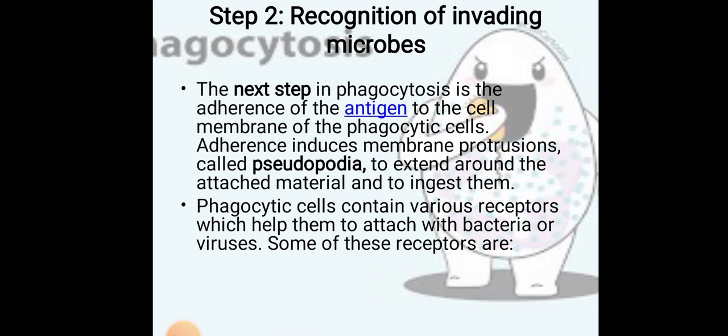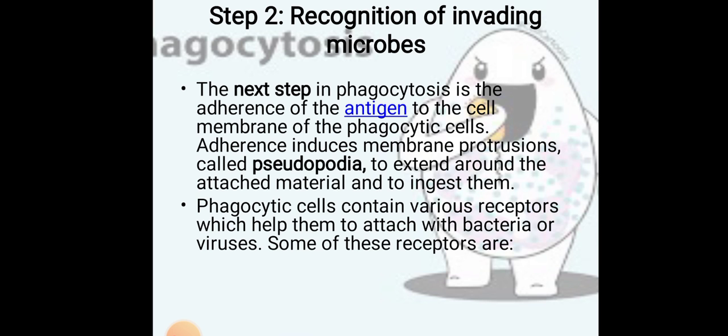Now, the second step involved in phagocytosis includes the recognition of invading microbes. This is the adherence of the antigen or the bacterial cell to the cell membrane of the phagocytic cells. This adherence induces membrane protrusions within the phagocytic cells, that is, the pseudopodia of the phagocytic cells, and these pseudopodia extend around the attached material and ingest it.